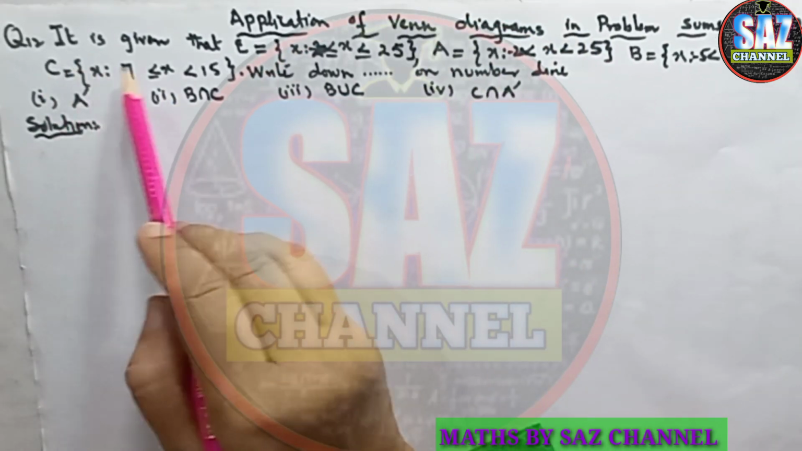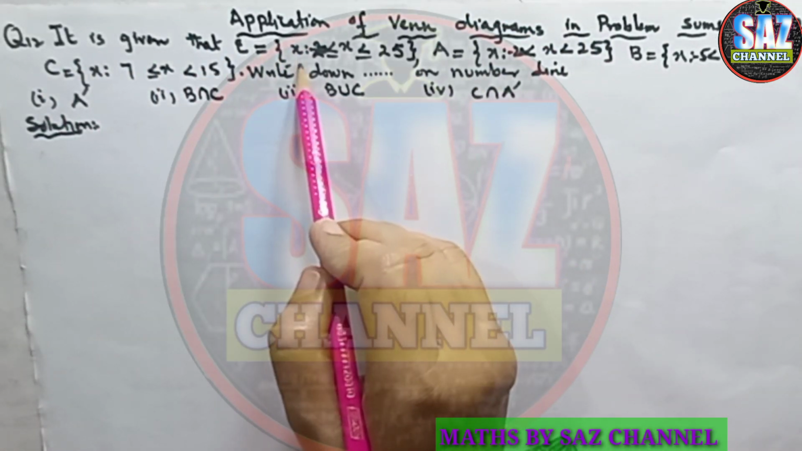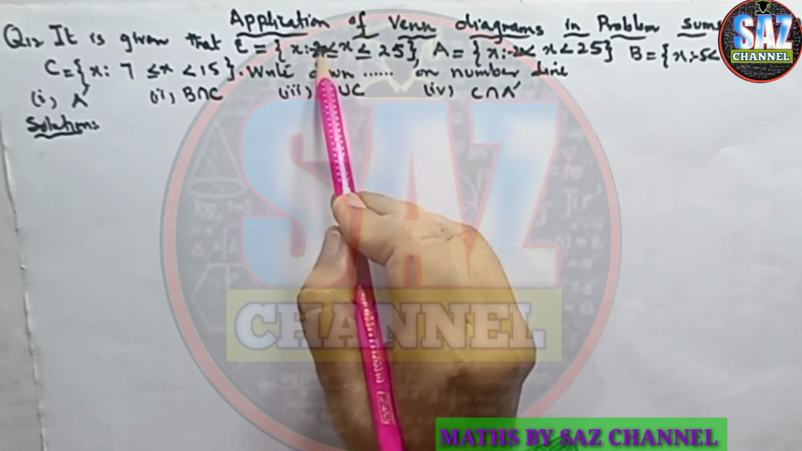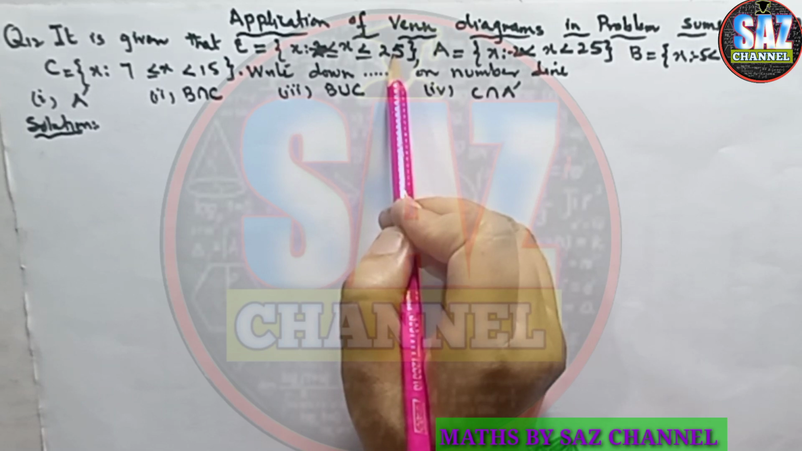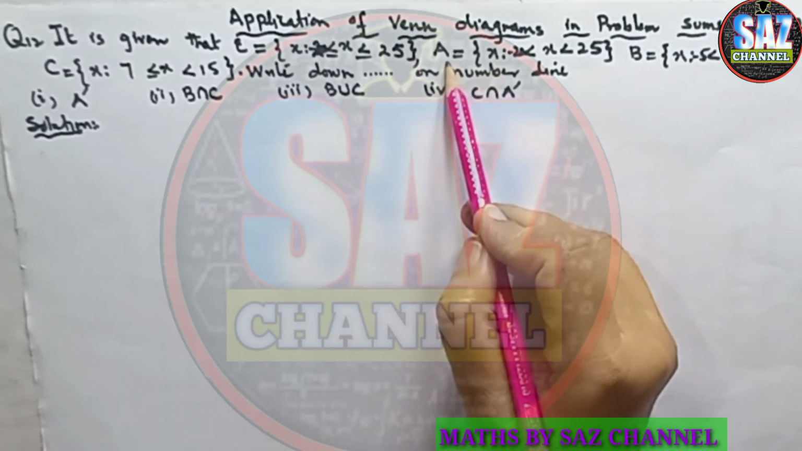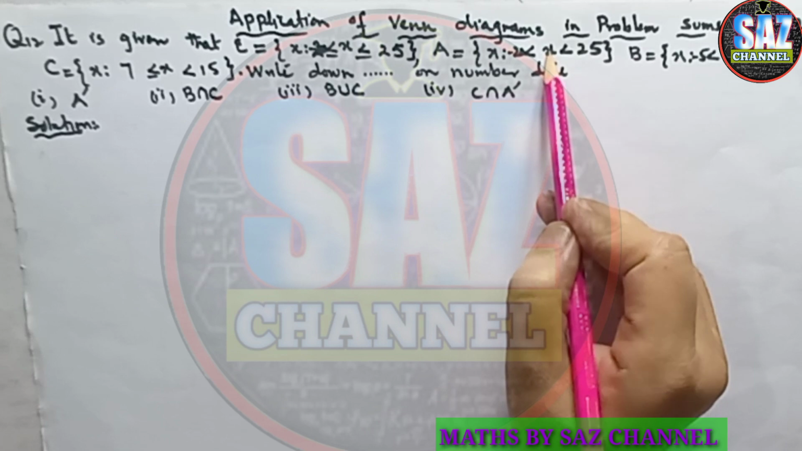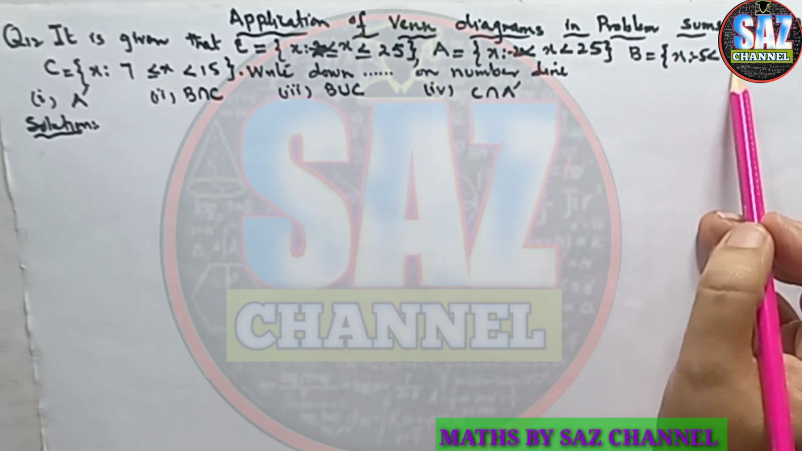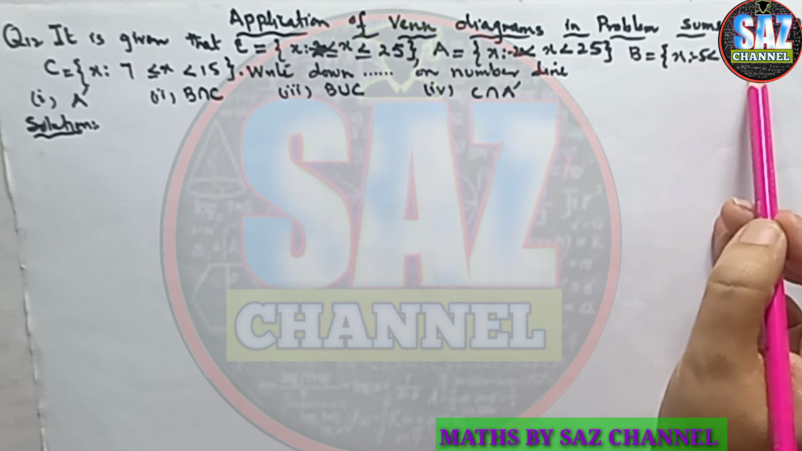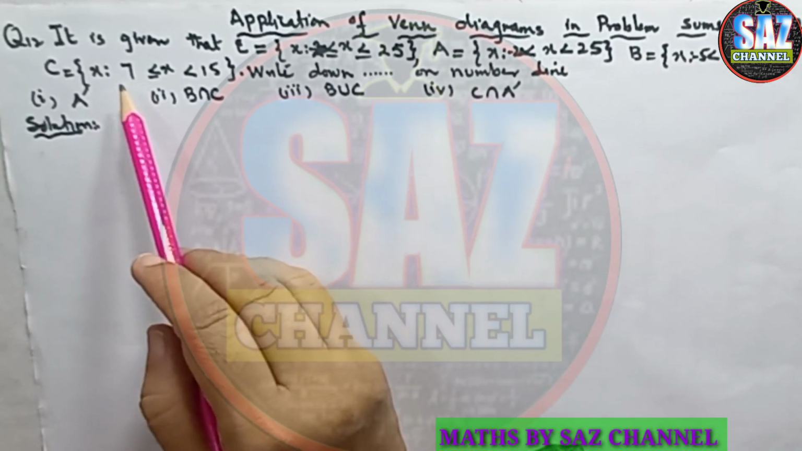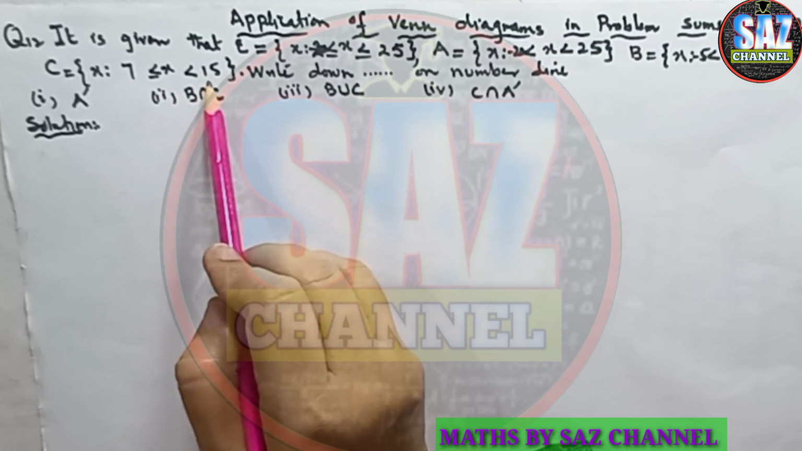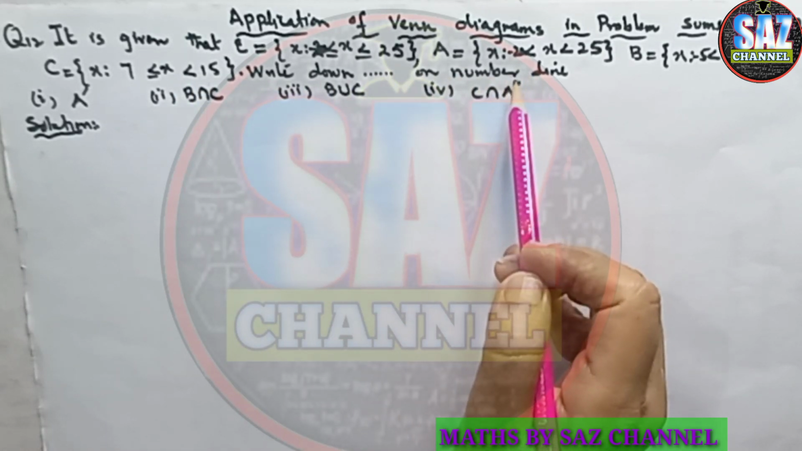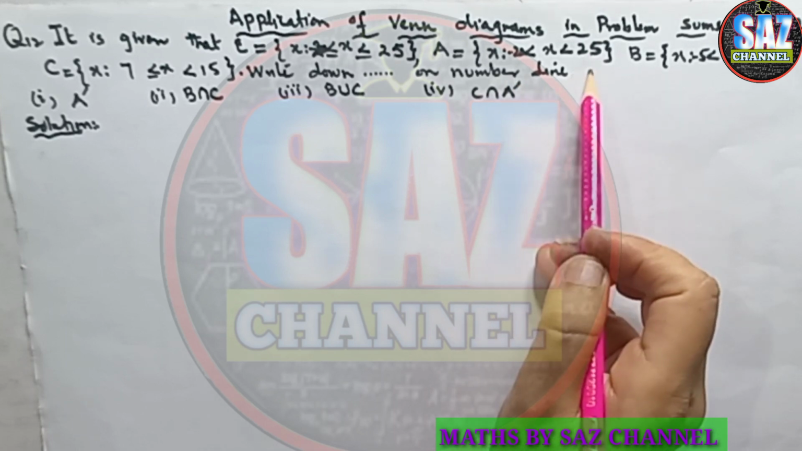Question 12 says it's given that universal is the set that contains the integers which lie between minus 20 and 25, and A is the set where x is greater than minus 20 but less than 25, and B is the set that lies between minus 5 and 7, and C is the set that lies between 7 and 15. We have to write down the solution for the following given conditions, and we have to show the solution on the number line.